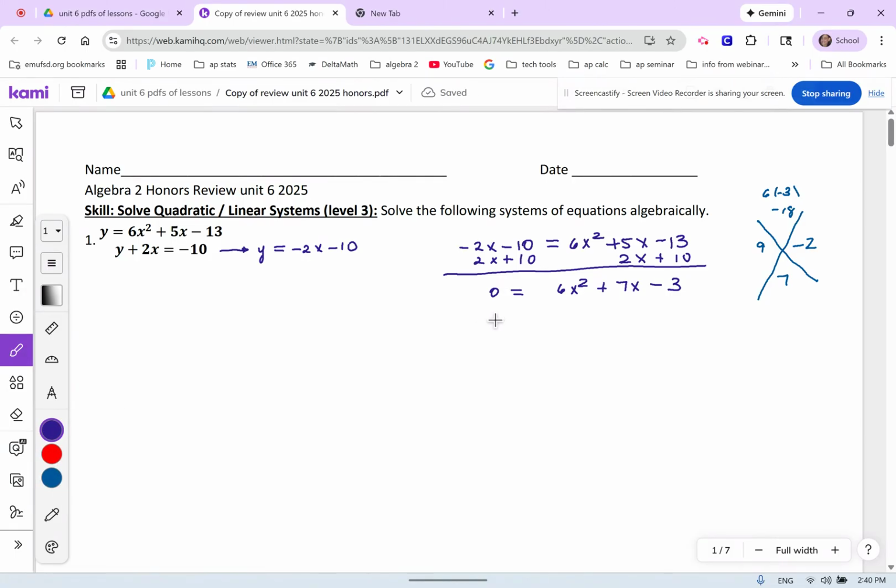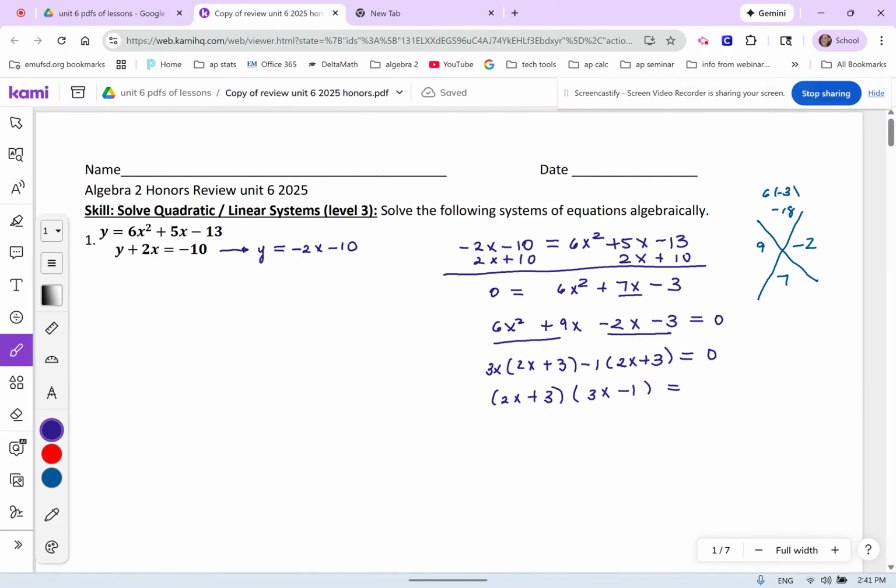So I'm literally going to split up the 7x, so it's positive 9x minus 2x minus 3 equals 0. I group the first two and group the second two. I'm going to factor out a 3x from the first group, and I get 2x plus 3. And from the second group, I'm going to factor out a negative 1, and I get 2x plus 3 as well. I'm now going to factor out a common binomial, and in this case, it's 2x plus 3 times 3x minus 1.